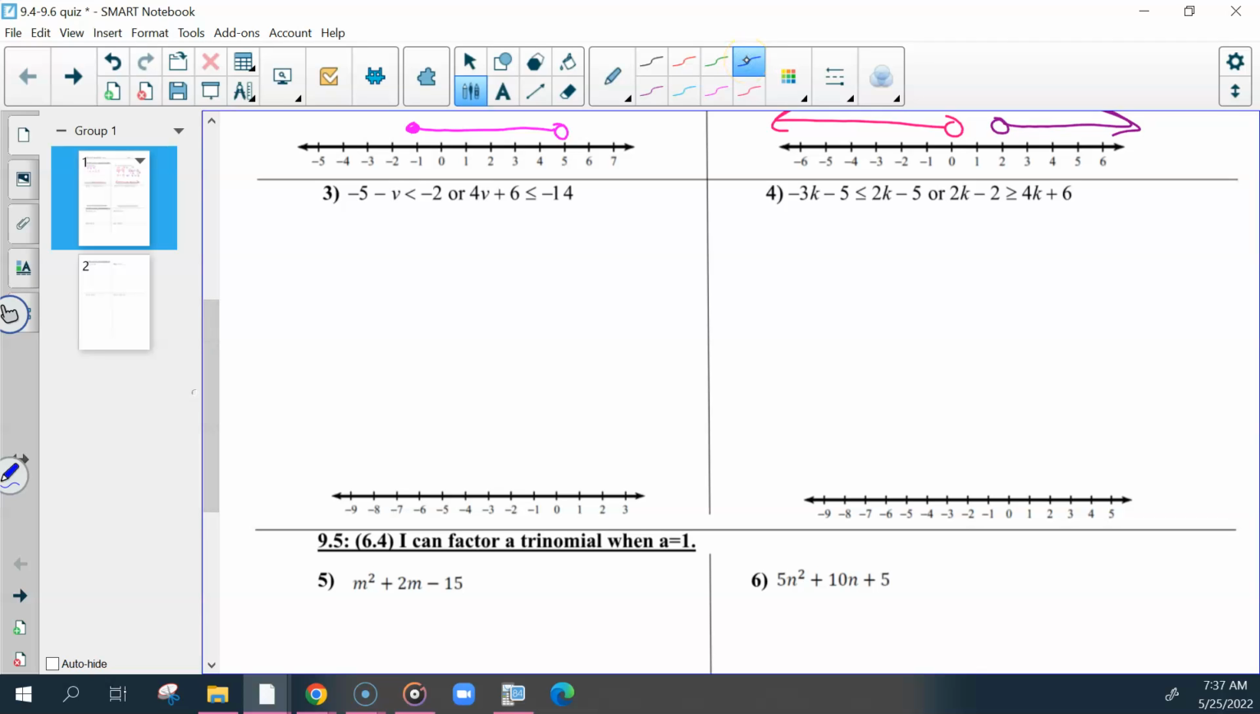For number 3, same thing. This was an "or" inequality, so you had to solve both of them separately. So on the left, we needed to add 5 to both sides. So we have -b is less than 3. And then divide both sides by -1. So b is now greater than -3. So that would be an open circle at -3 going to the right.